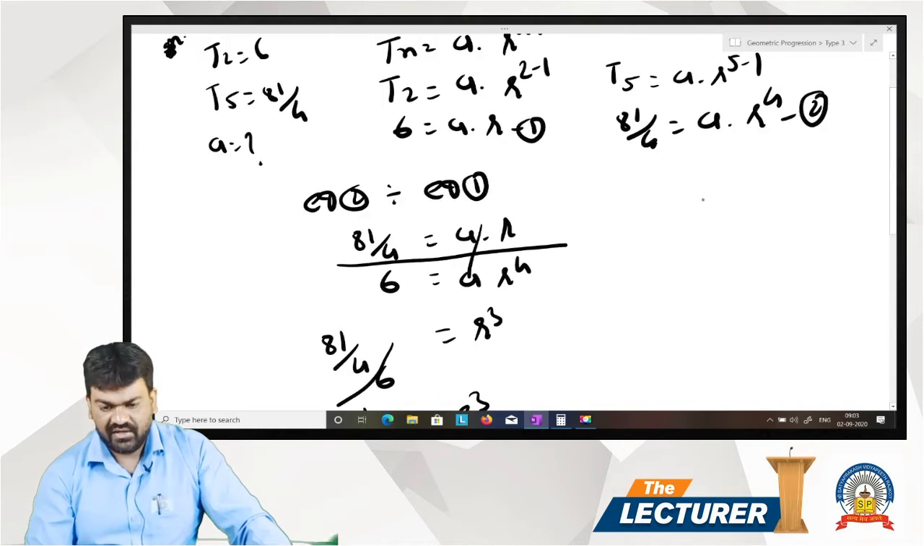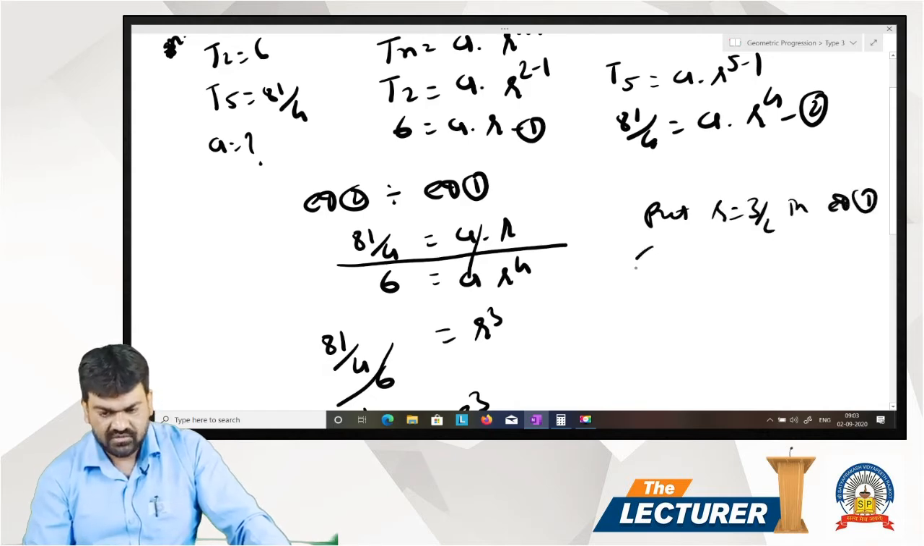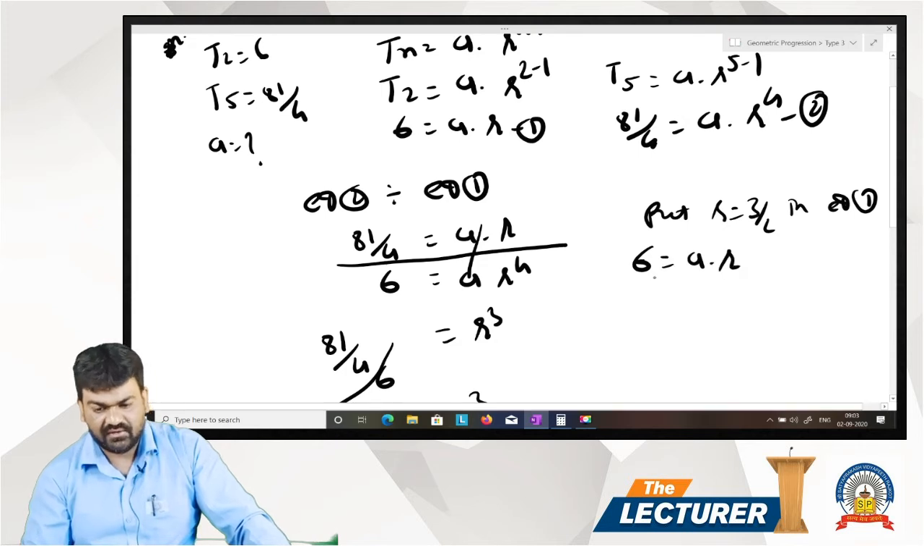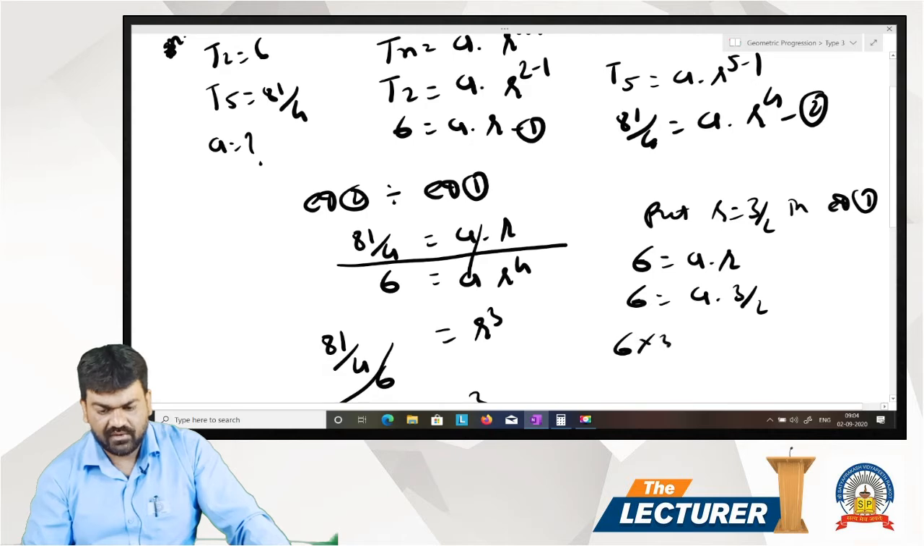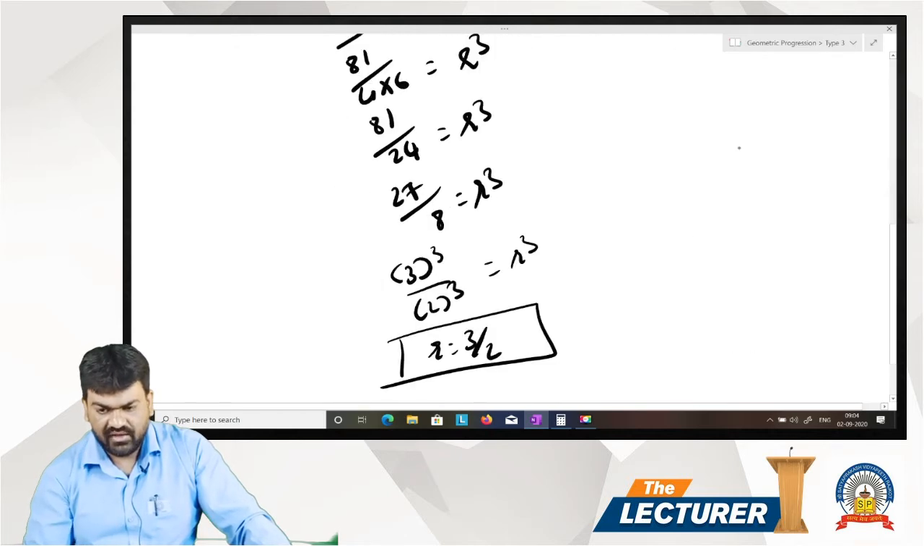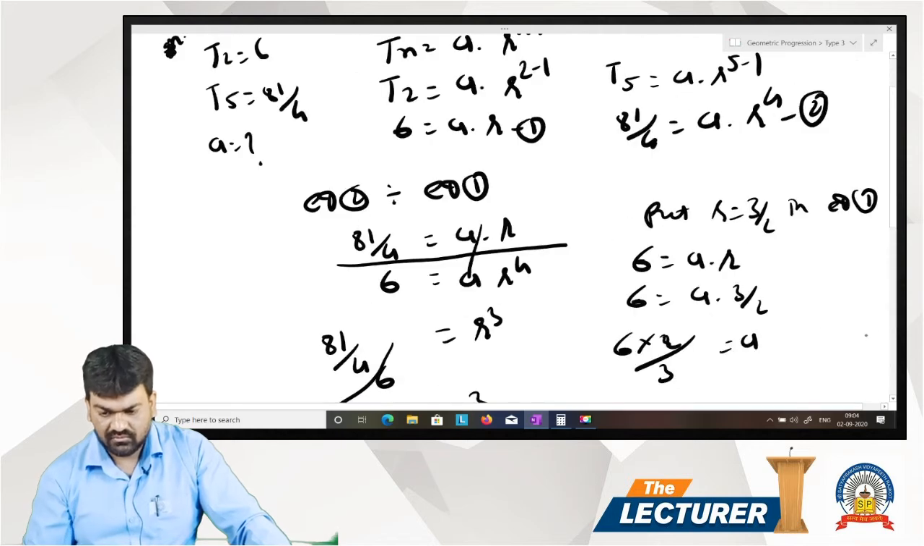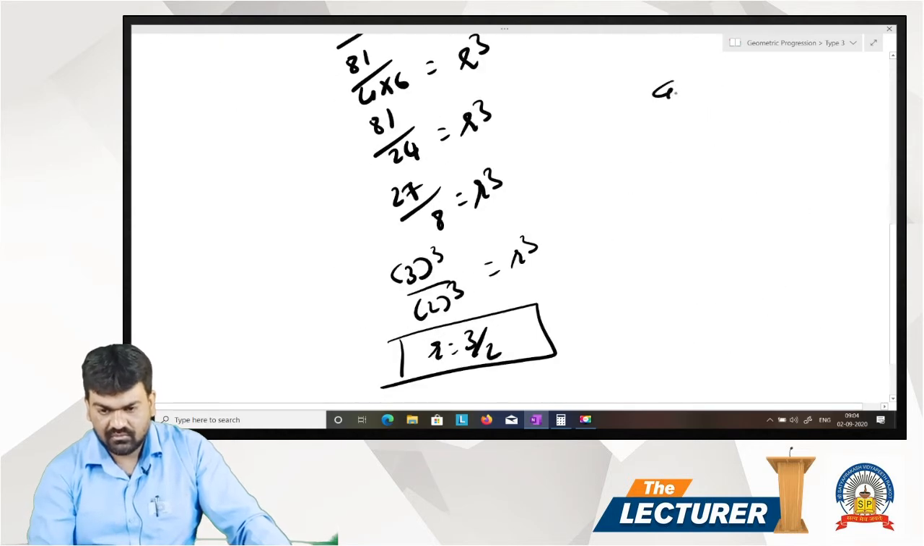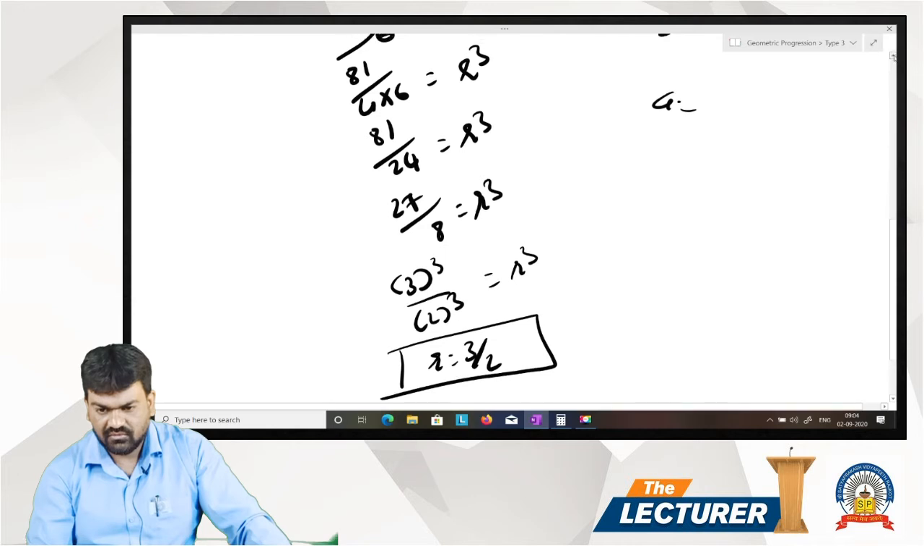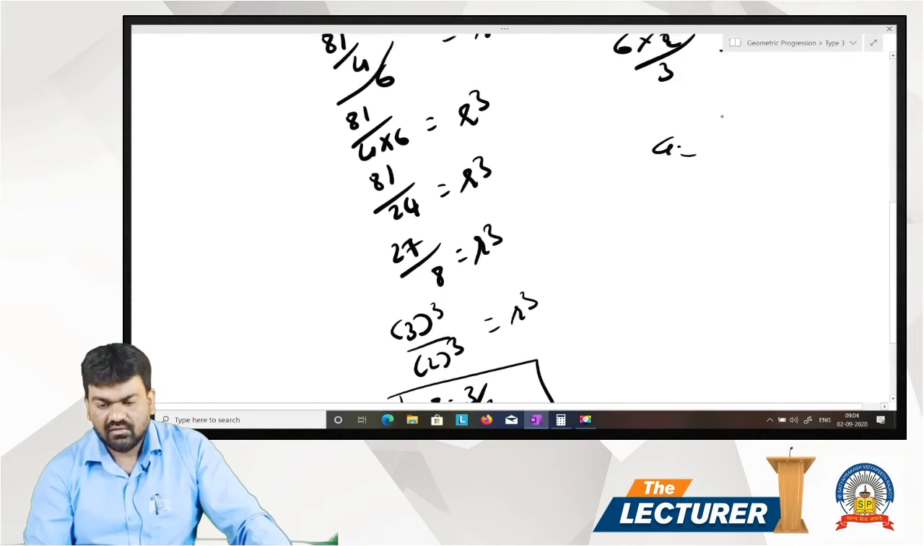We have to find out a. Put r is equal to 3 by 2 in equation number 1. 6 is equal to a r. 6 is equal to a times 3 by 2. 6 multiplied by 2 divided by 3 is equal to a. So a is equal to 4. This is your answer.